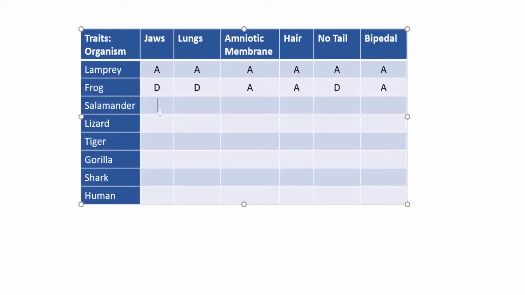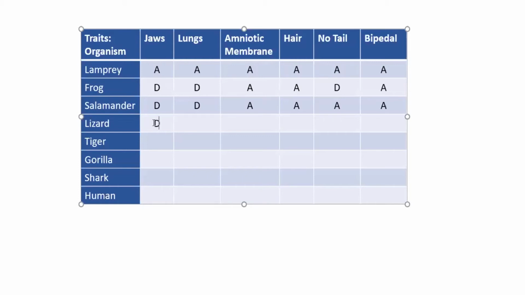Okay, going through the salamander. Salamanders have jaws. They have lungs. They do not have amniotic eggs. They do not have hair. They do have a tail, just like a lamprey would, so that'd be ancestral. And they are not bipedal, just like the lamprey. So again, ancestral.